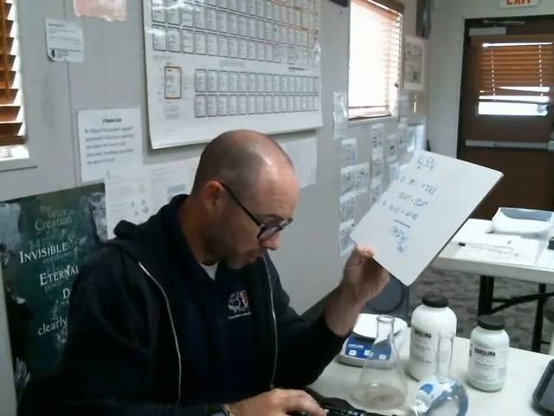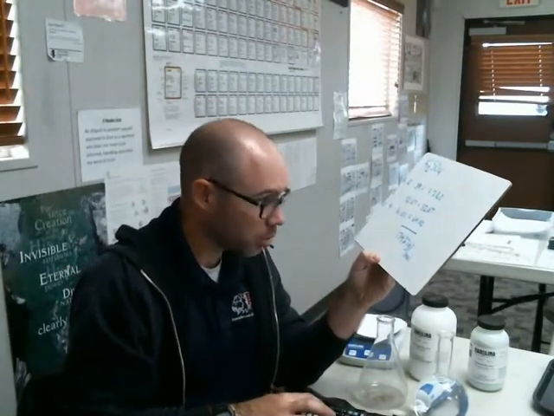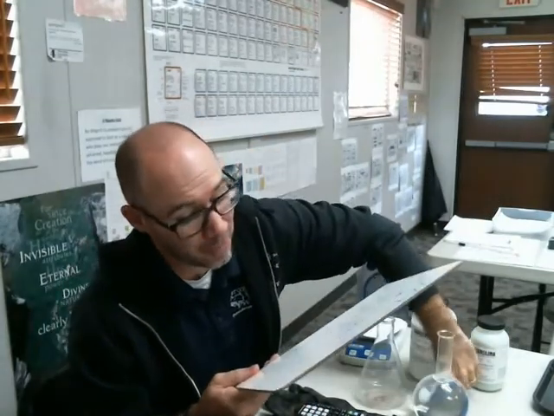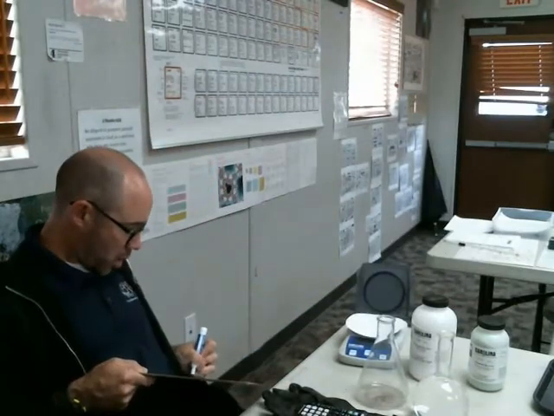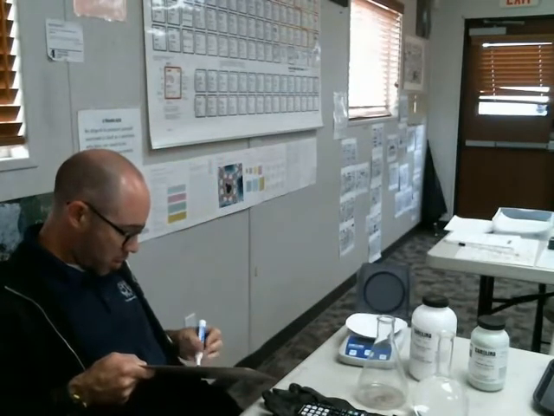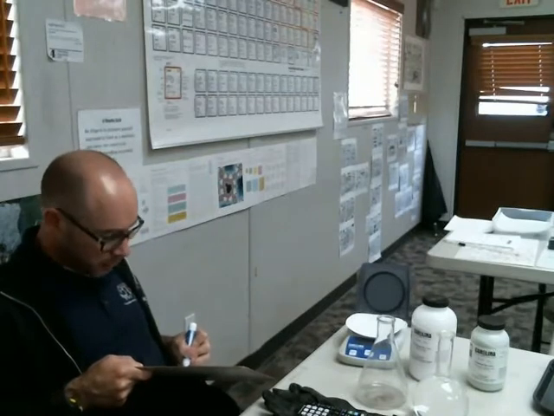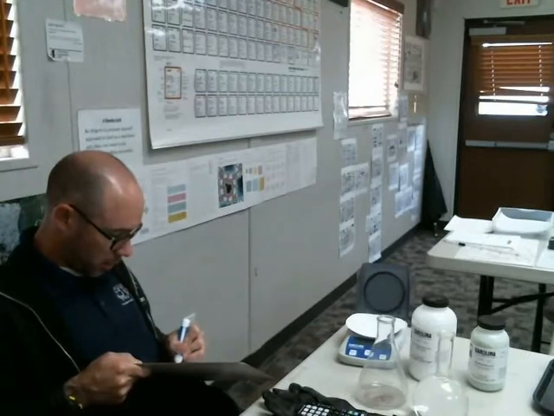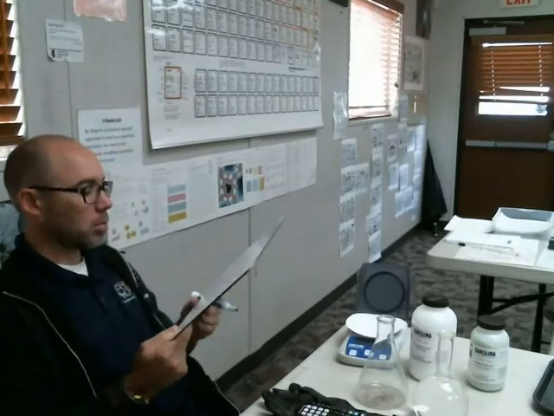So 174.27 divided by 2 is 87. Okay, so if I want half a mole, 1/2 a mole, that will be 87.135 grams.